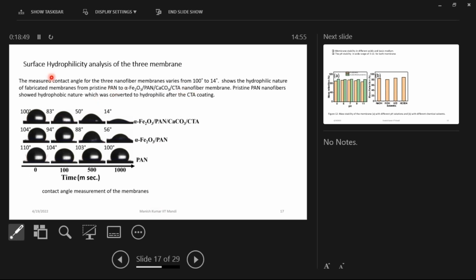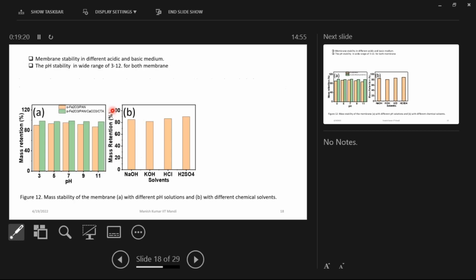Further, we checked its surface hydrophilicity. The membrane should be hydrophilic in case of filtration. Pure PAN nanofiber shows a hydrophobic membrane, with a contact angle of 110 degrees. When we added alpha-Fe2O3, it was reduced to 56 degrees just after 1 second. And when we added CaCO3 and CTA onto it, it reached only 14 degrees.